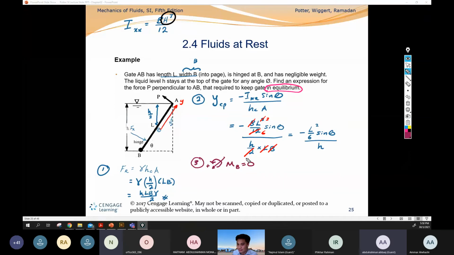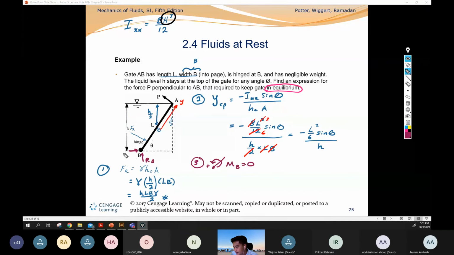We choose point B because of what? Because there is a reaction force, we can ignore it. Yes, pandai pun. Perfect. If we choose point B, we have the reaction force. Remember? Reaction force B, this is vertical and this is horizontal. If we choose the moment at point B, we can omit the reaction force. Is it clear?